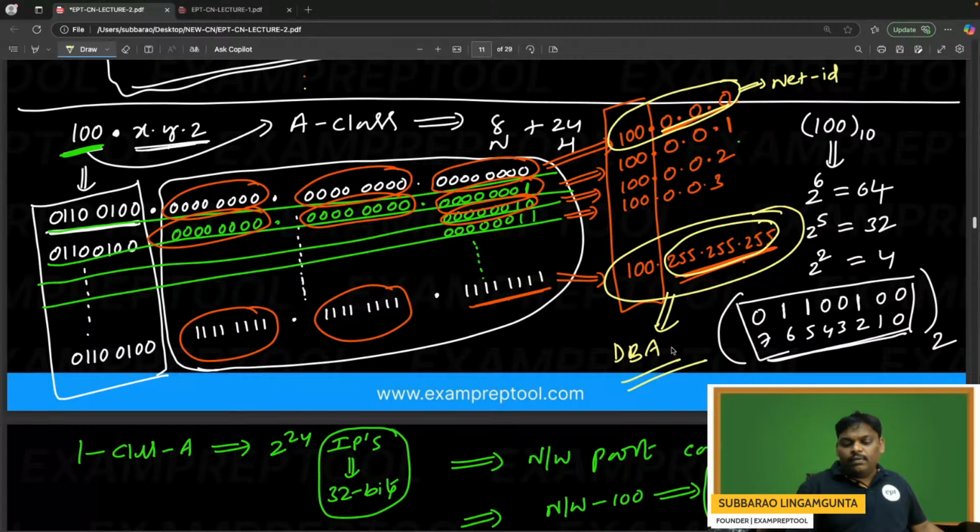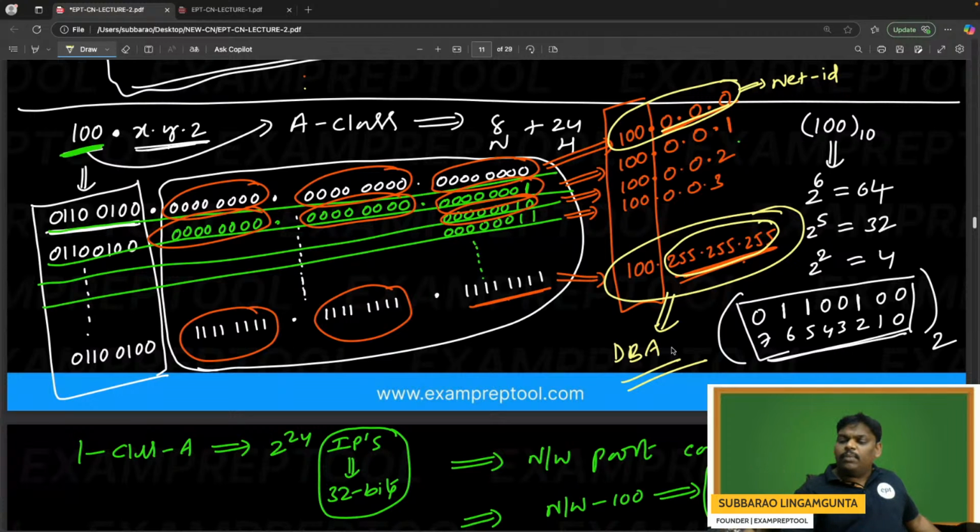While writing, host part all zeros, and host part all ones. Remember, the IP with host part all zeros is called the net ID. The IP with host part all ones is known as the DBA, the direct broadcast address. You will get more clarity in the next example.